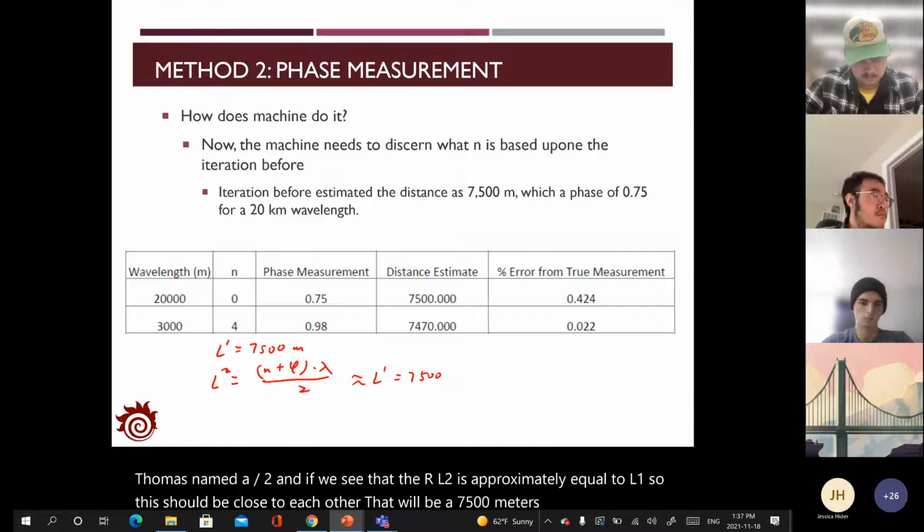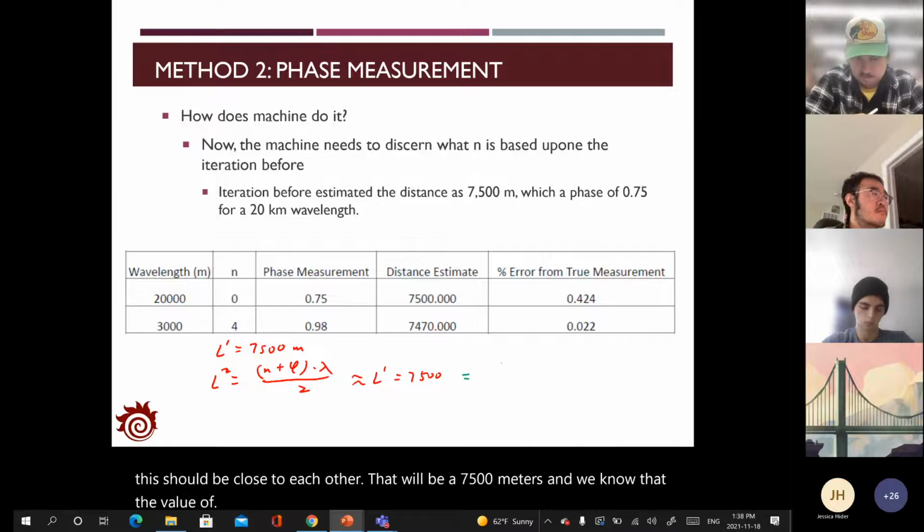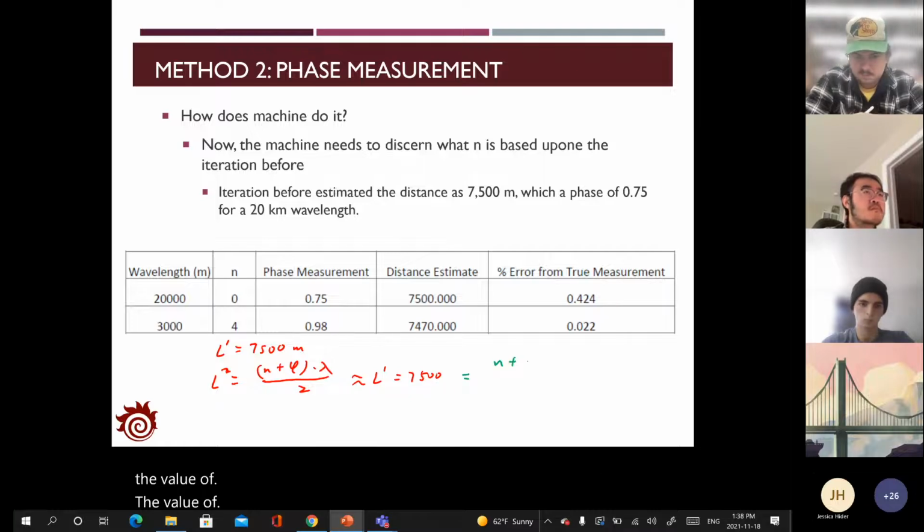And we know that the value of phi is 0.98. The value of lambda is 3,000.